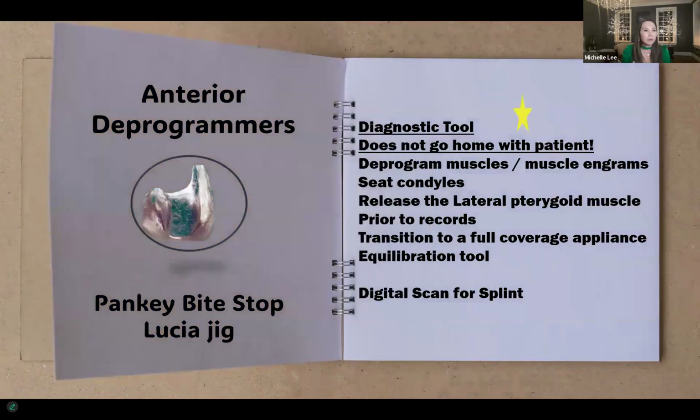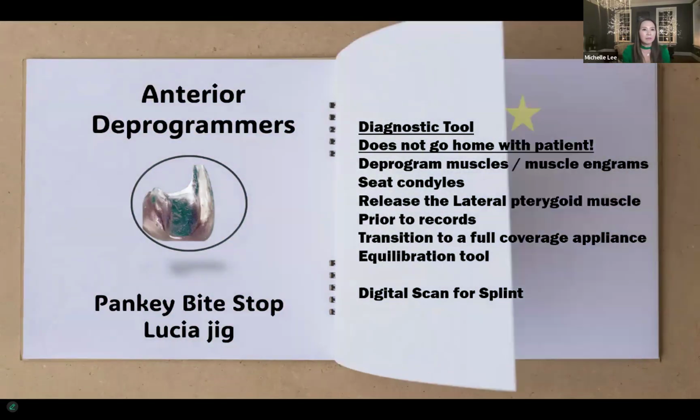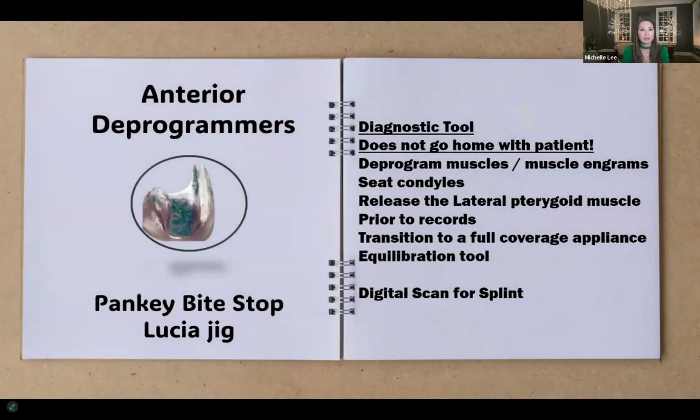So then we're going to go to the Anterior Deprogrammer. This was kind of the premise of, or my inspiration to have this talk tonight, around anterior deprogrammers, also called Pankey bite stops and the Lucia jig. It is a diagnostic tool. This does not go home with the patient. As you can see how little that is, and I've even blown it up, but it really is that small.